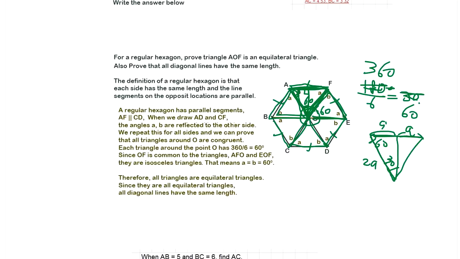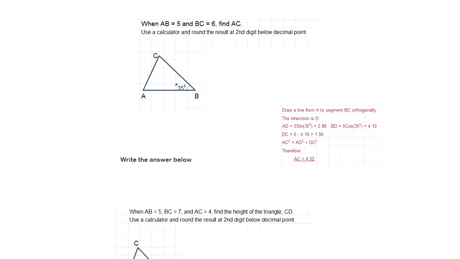Okay, so this is an equilateral triangle. An equilateral triangle has all sides the same, right? Once they are equilateral triangles with the same lengths, then they are all congruent. That's the proof.